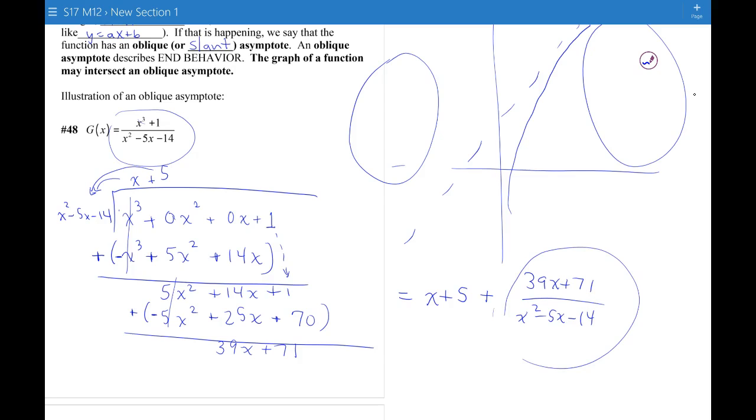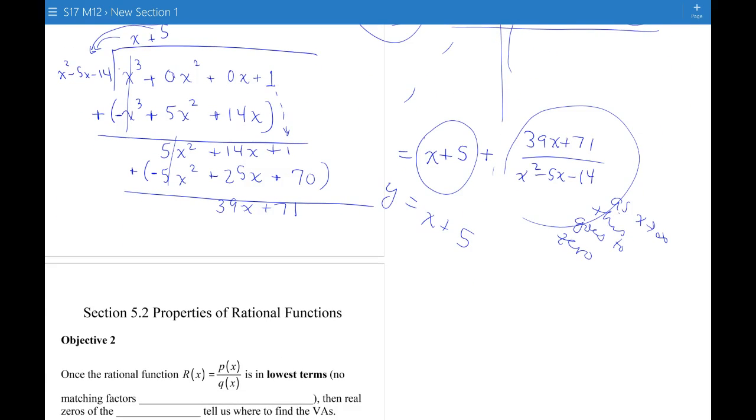Well, this part, as x goes to infinity, this goes to 0. Do you see why that would be? The degree of the bottom is larger, and so that denominator is going to get bigger and bigger much faster than the numerator. So the graph looks more and more and more like y equals x plus 5, a line that we know how to draw.